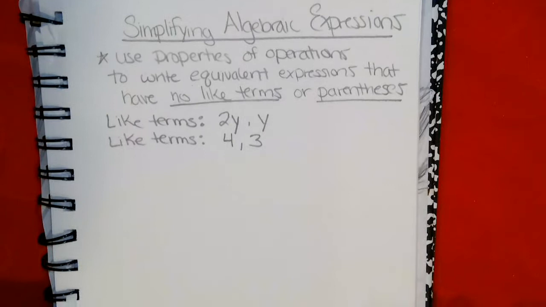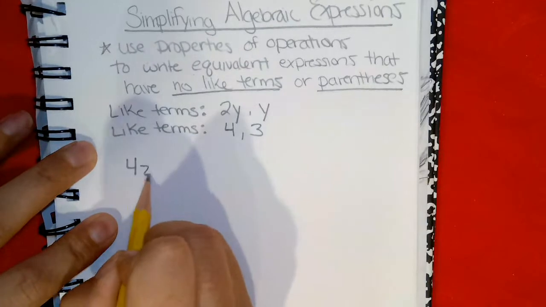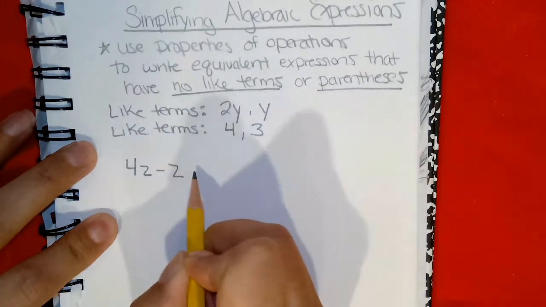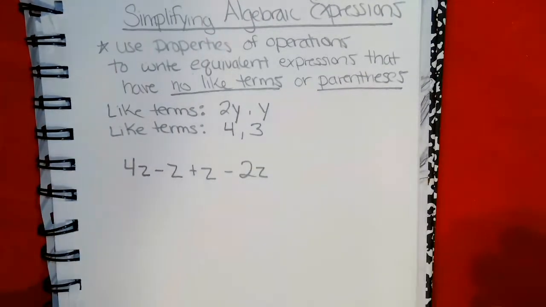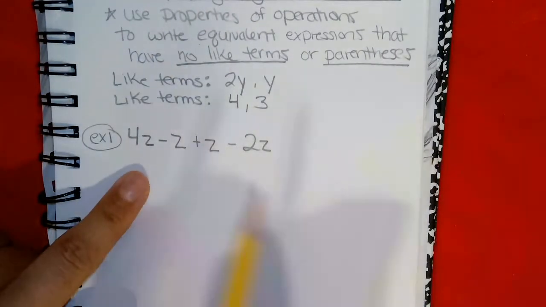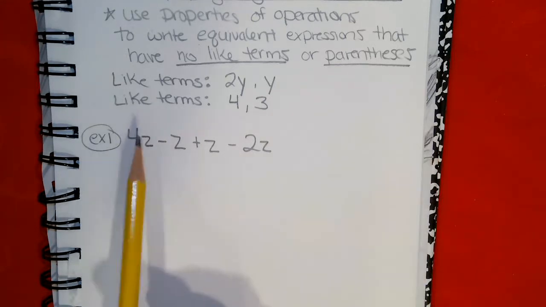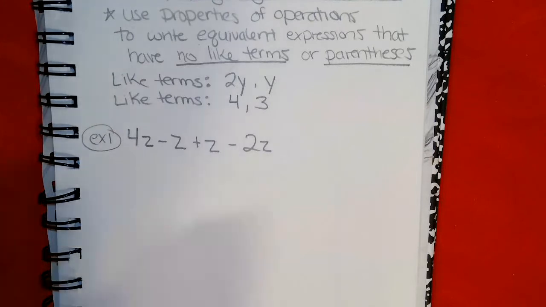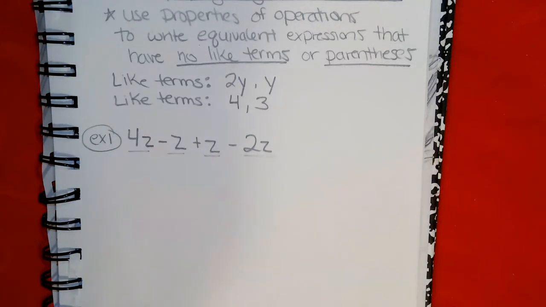So let me show you an expression. We have 4z minus z plus z minus 2z. So in this example, example 1, we're going to count our terms first. Remember, a term is determined by the plus and minus signs, right? So the minus and the plus signs separate the terms. So in this expression, we have 1, 2, 3, 4 terms.